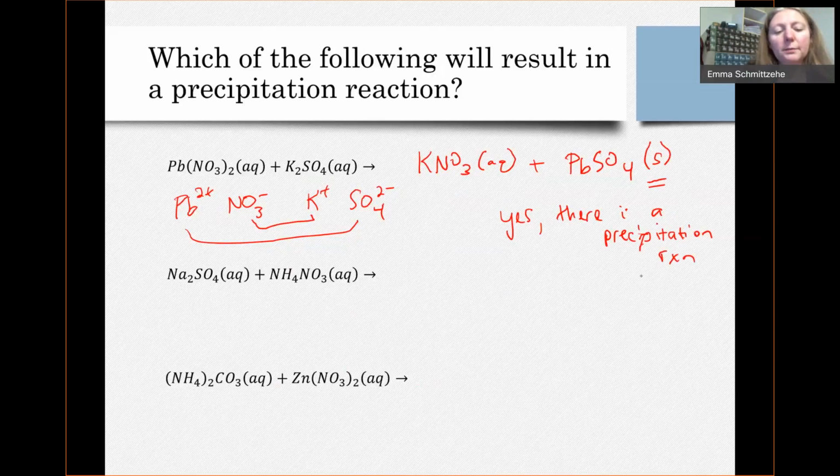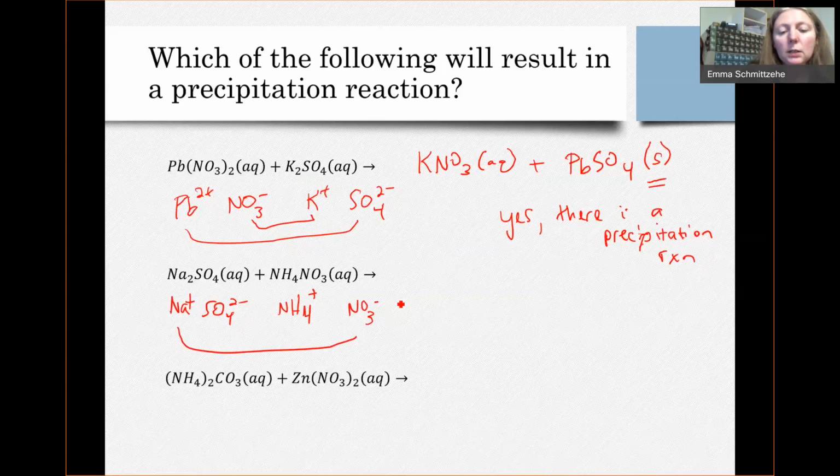Okay, next one. Now I've got Na+, SO4 2-, and then NH4+, and NO3-. If you combine these, you get NaNO3. You combine Na+ and NO3-, and that's got a group 1, so it's soluble. Also, it's got nitrate, so it's soluble, so that's aqueous.